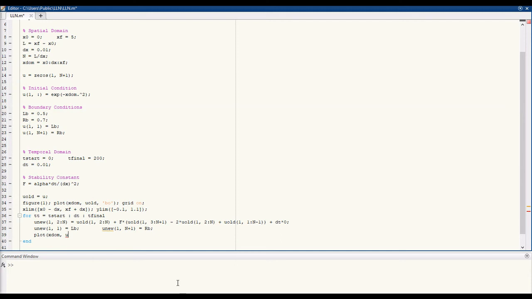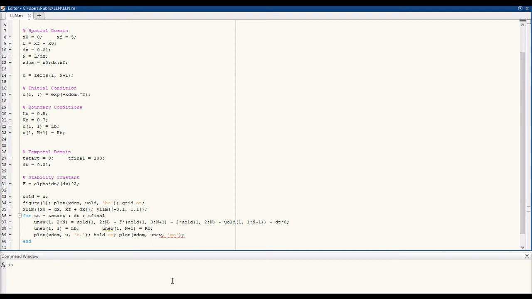So u is actually my initial condition. I'm going to plot u in dots to distinguish it from the other thing. And what I'm going to do is hold that graph on for my new value. So I'm going to plot x domain, comma, my new values, in, say, magenta circles.